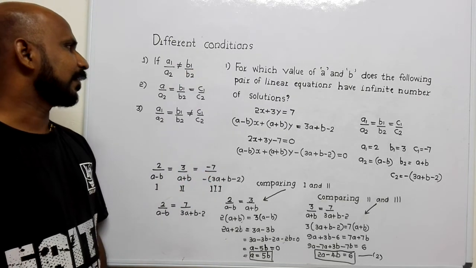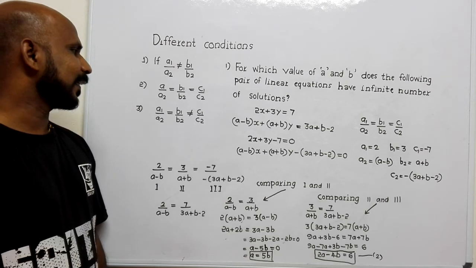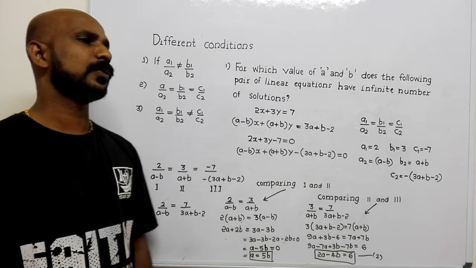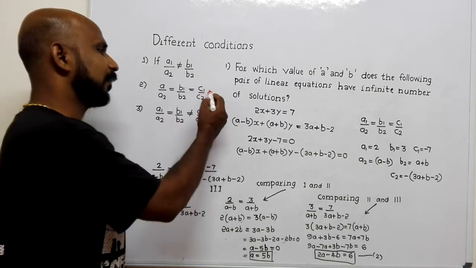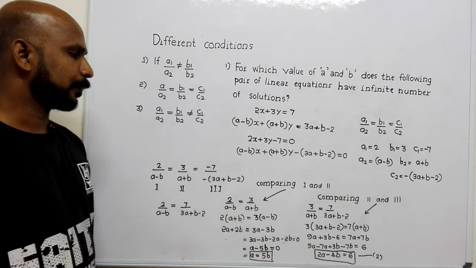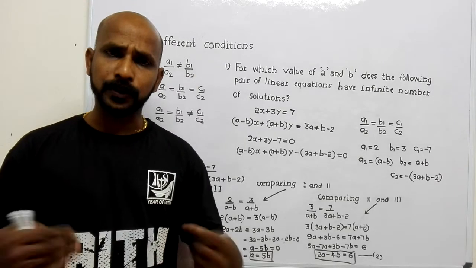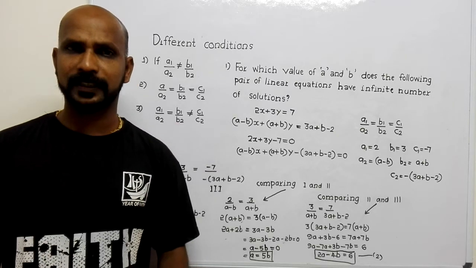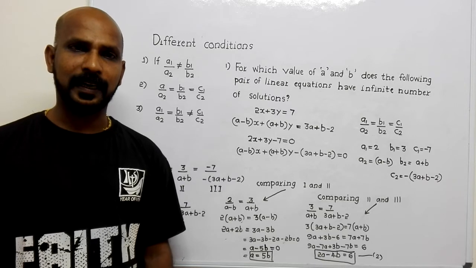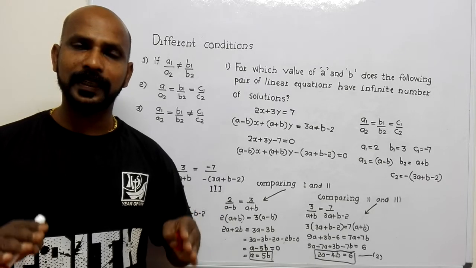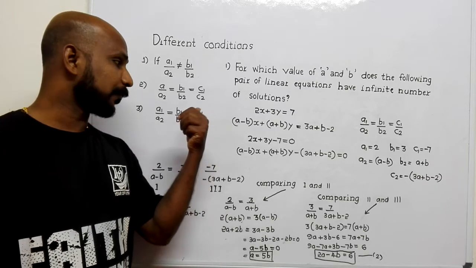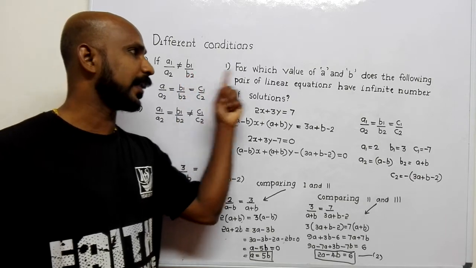So the conditions are: a1 by a2 not equal to b1 by b2; second, a1 by a2 equal to b1 by b2 equal to c1 by c2; third, a1 by a2 equal to b1 by b2 not equal to c1 by c2. Unique solution, infinitely many solutions, no solution. Now what is the use of these concepts? The main use is that we can understand at first whether any two linear equations will have a solution or not. Understand? With the help of this concept, we are going to do an important question.